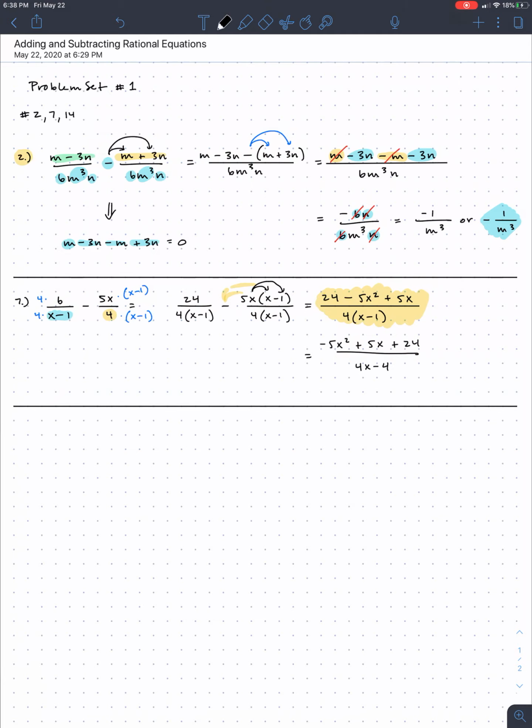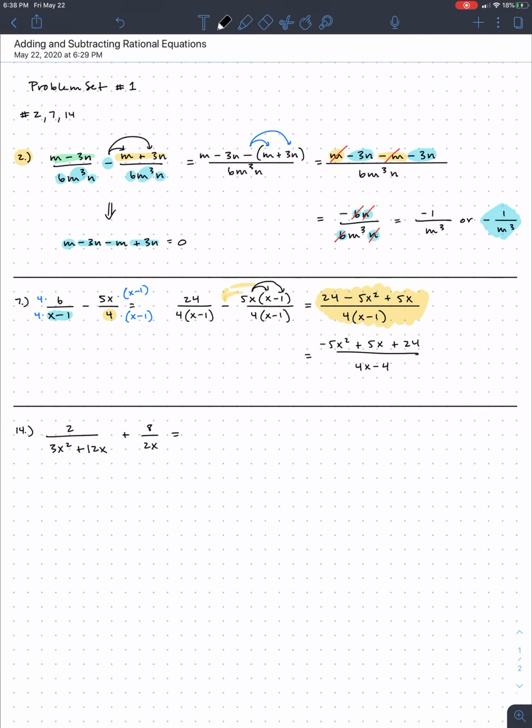Our next example, we said number 14. Okay, 14. All right, here we go. So we have 2 over 3x squared plus 12x plus 8 over 2x. All right.